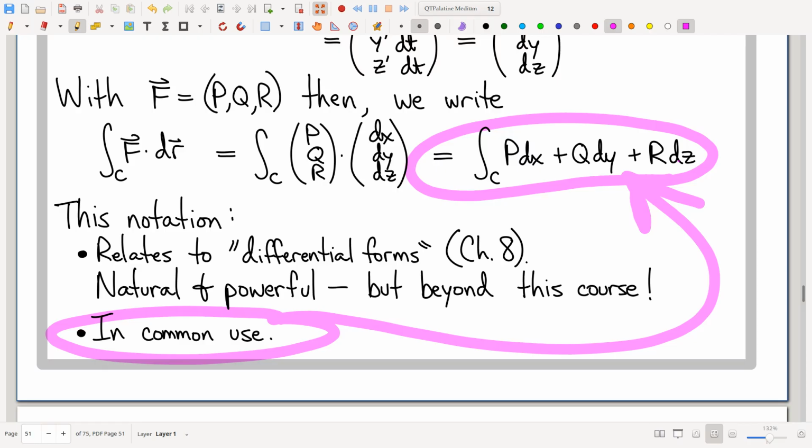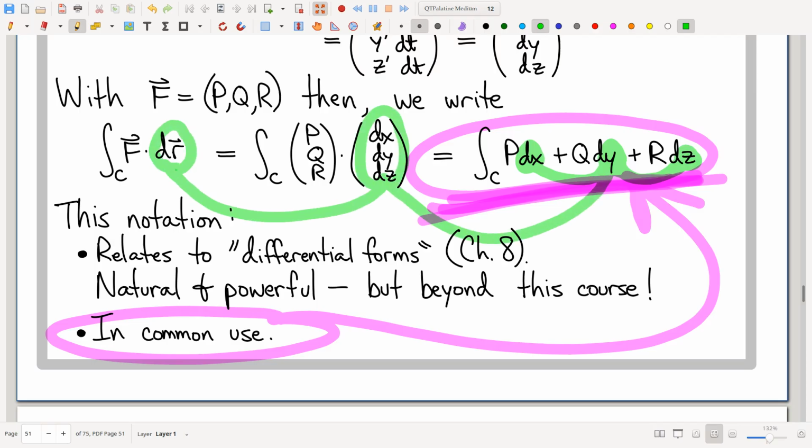And here's what I propose. When you see something that looks like this, remind yourself that the dx, dy, and dz, that's just code for dr. That's just a reminder. It's just a different way of writing, hey, by the way, this is a vector line integral. And then related, what you might call the integrands here, that is the vector field. P, Q, and R are the coordinates of the vector field whose vector line integral that represents.